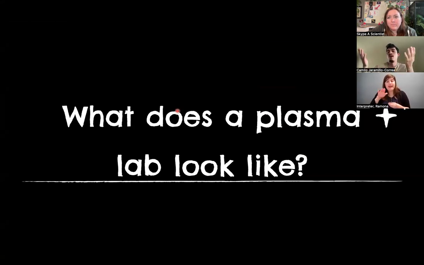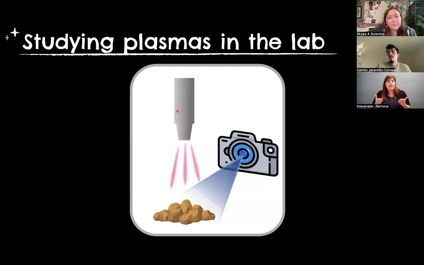Sometimes it's hard to go to space. It's expensive. You cannot just go everywhere you want in space. So one way we can do that is by using labs here on Earth, where we can study plasmas and see what they do to different materials. Here I have a cartoon of what a lab where we study plasma looks like. First, what you need is an enclosure.